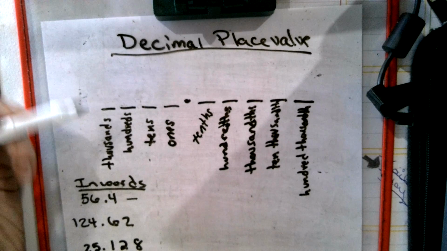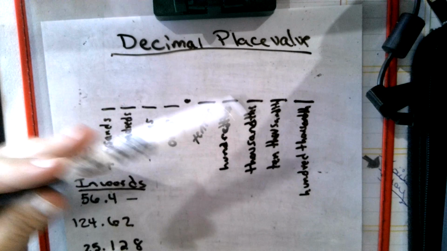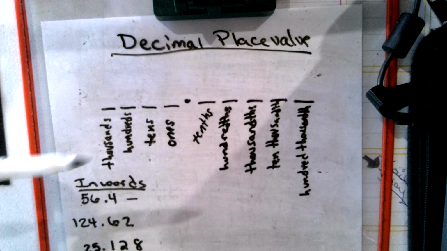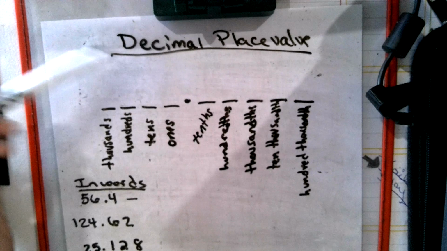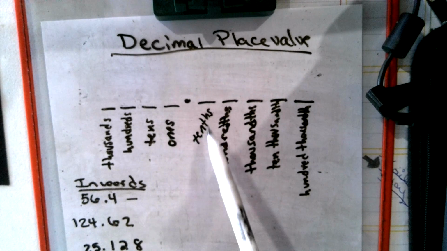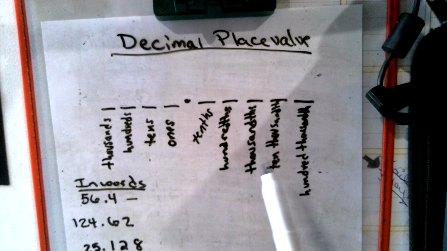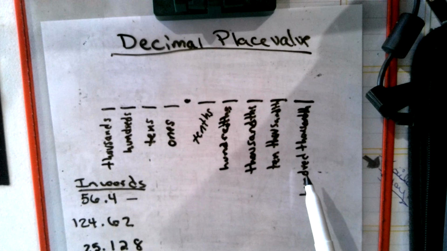So this is just a refresher: the whole number side is to the left of the decimal, and to the right of the decimal is obviously the decimal side. So these are all the whole numbers, and these are all the decimals. Tenths is your first number after the decimal point, then hundredths, thousandths, ten thousandths, hundred thousandths.